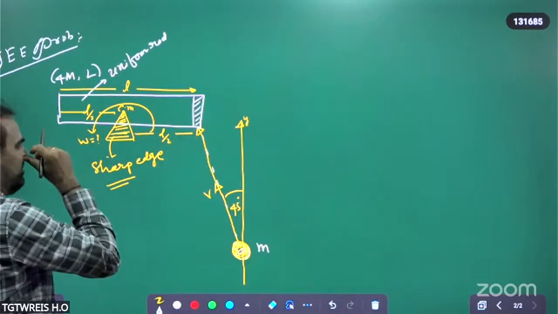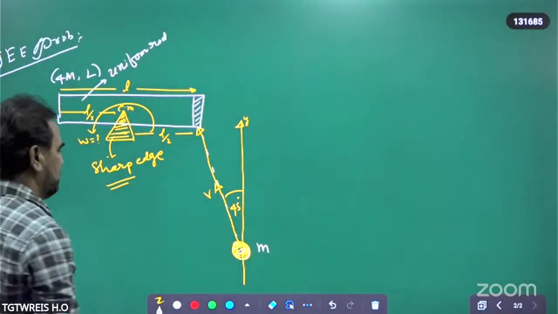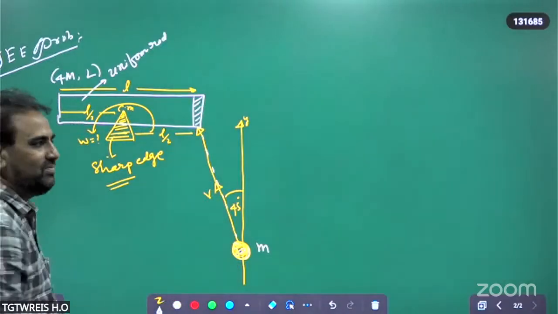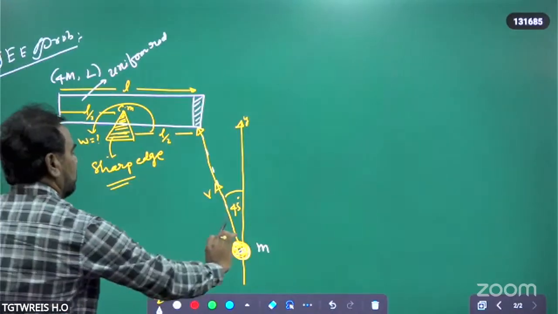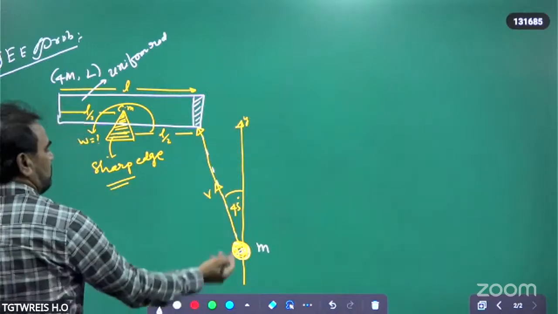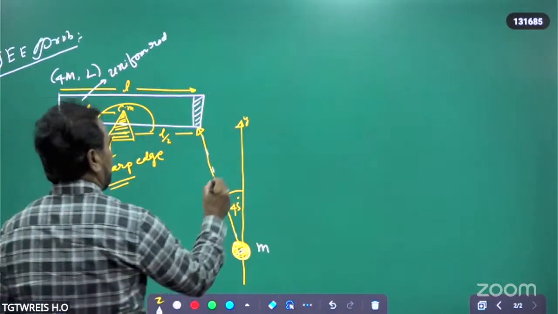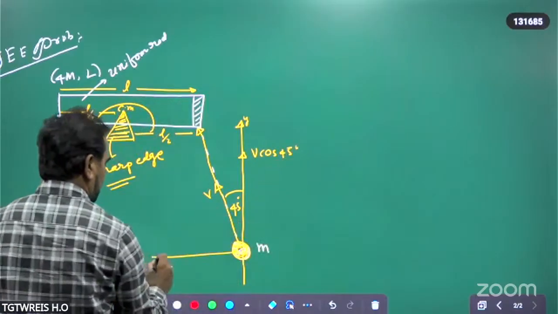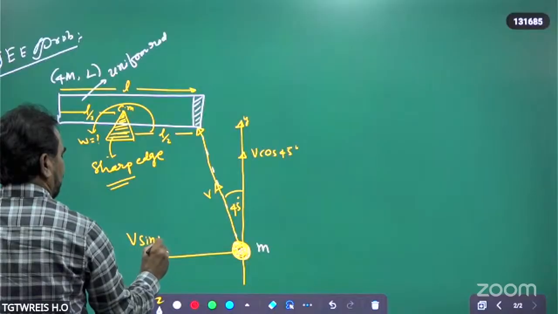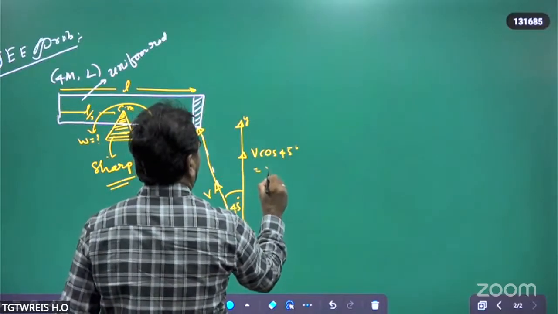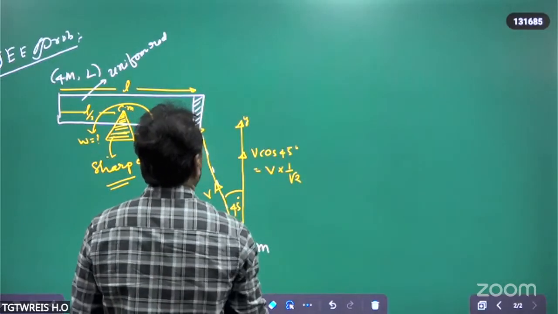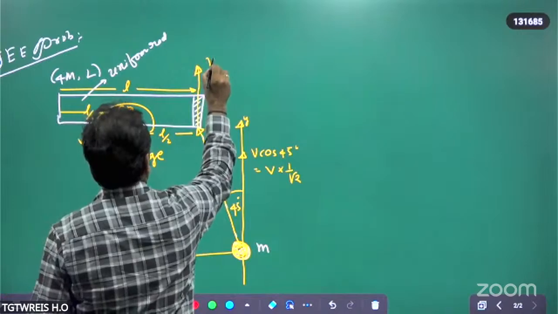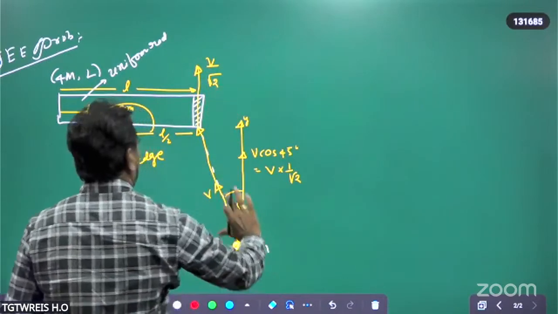About this point of touching, this velocity can be resolved into rectangular components. The velocity is in a two-dimensional plane, so it must hit along the direction only. So this velocity can be resolved into rectangular components: V cos 45 along one direction and V sin 45 along the other. V cos 45 is equal to V into 1 by root 2. So it would be hitting along this direction with velocity v by root 2.